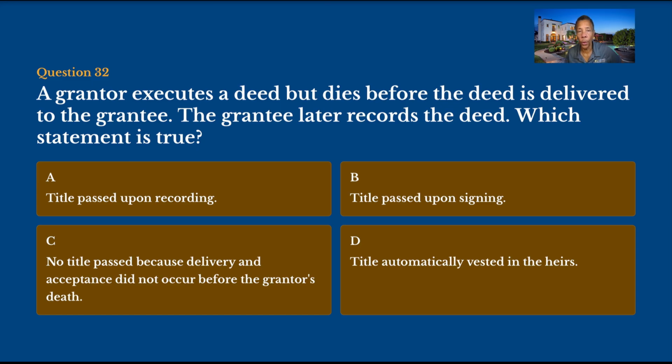This is another one of those you just got to know, right? The grantor executes this deed and dies before it's delivered. And so, no delivery. That's simple as that. You must be alive at the time of the transfer. So the answer here is C. No title ever passed because delivery and acceptance did not occur.